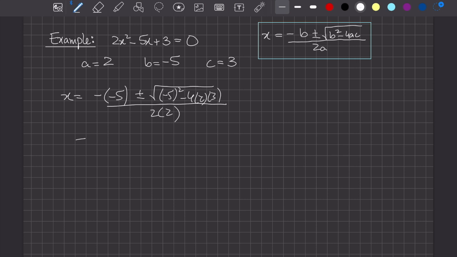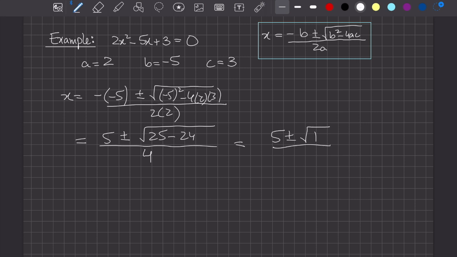Negative of negative 5 gives us positive 5. Negative 5 squared inside the square root gives us 25. 4 times 2 times 3 gives 24. And this is whole divided by 2 times 2 or 4. We can simplify the expression inside the square root, which gives us the square root of 1, which is just 1. Now we can break it down into 2 solutions.